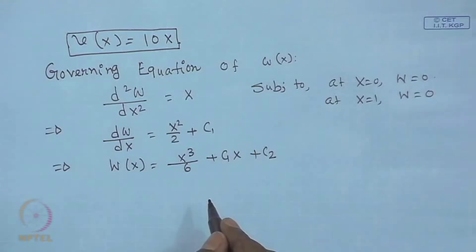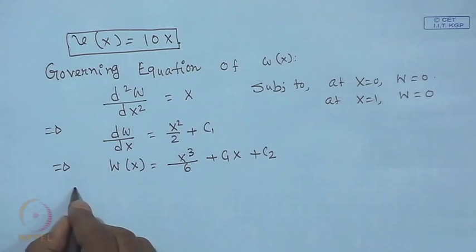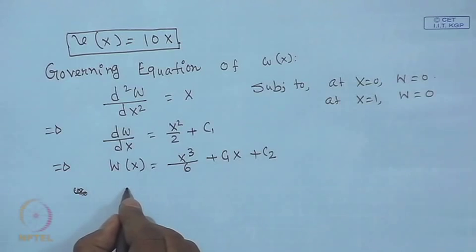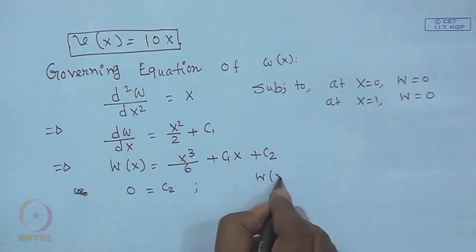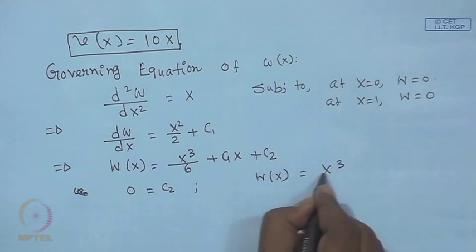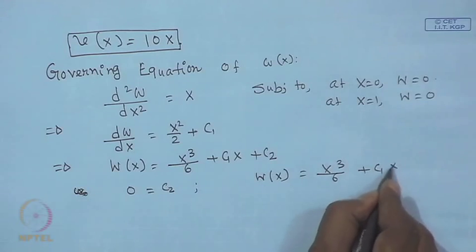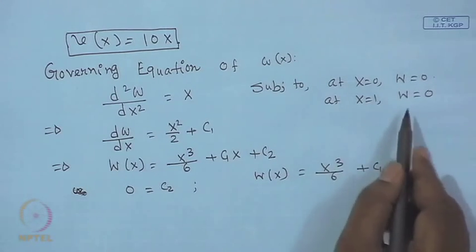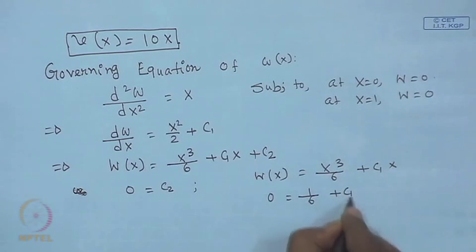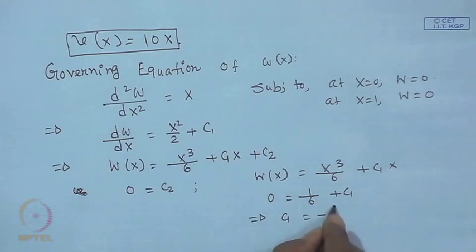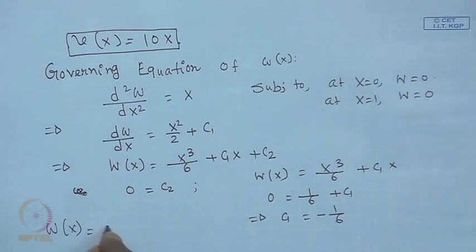Now, utilizing these two boundary conditions, at x equal to 0, w equal to 0. So, 0 is equal to C2. So, therefore, w of x becomes x cube by 6 plus C1 x, and at x is equal to 1, w is equal to 0. So, 0 is equal to 1 upon 6 plus C1. So, C1 is equal to minus 1 upon 6. So, w of x becomes x cube by 6 minus x by 6.